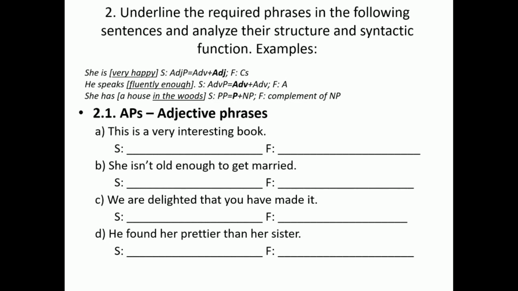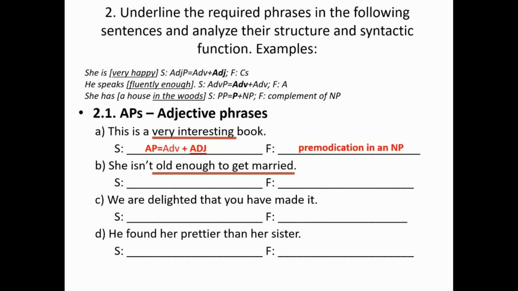So S means structure, F means function. So this is a very interesting book. You're looking for adjective phrases in the first part of this exercise. So the adjective phrase is "very interesting." And the structure is adverb plus adjective head, and the function is pre-modification of a noun phrase. The second exercise, B, is about, again, adjective phrases, but here you will have a bigger one, and we usually do this so that the first one is relatively simple, and then the next ones are increasingly more complex. So this adjective phrase here is "old enough to get married."